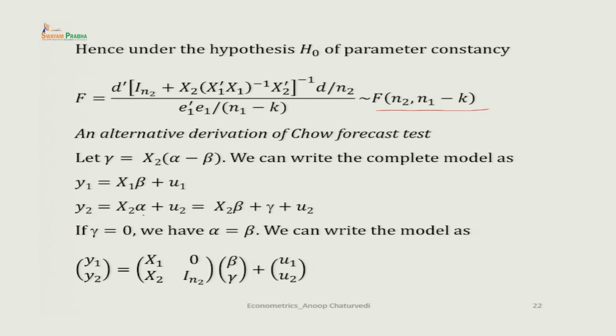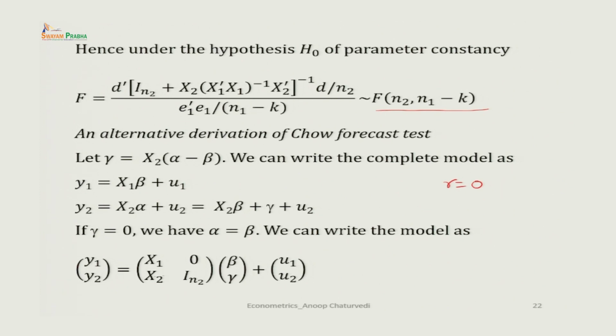So, then you can write this alpha as say x2 alpha is equal to x2 beta plus gamma plus u2. Now, if gamma is equal to 0, we have alpha equal to beta. So, our hypothesis of parameter constancy actually reduces to the hypothesis gamma equal to 0. So, now you have to develop a test for testing the hypothesis gamma equal to 0.